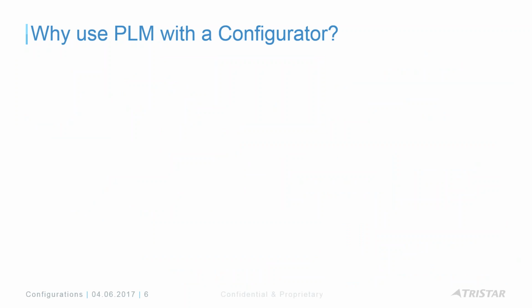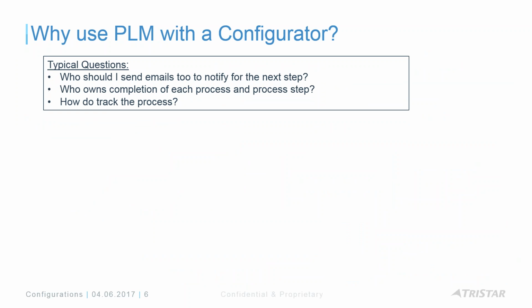But really the key question is, why would you want to link a sales and engineering configurator to the PLM tool? Some very simple questions that are often asked are: who should I send emails to, to notify them of the next step? If I quoted this new product, the quote gets approved, and we've been approved to move forward with the project, who gets notified and how do I do it? Am I just simply going to send an email? If so, who am I going to send that email to? Who owns the completion of each process and the movement to the next step?